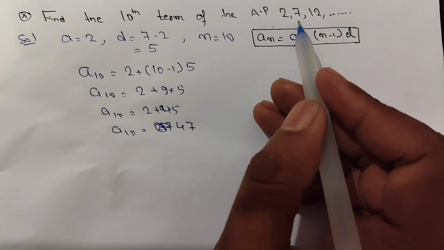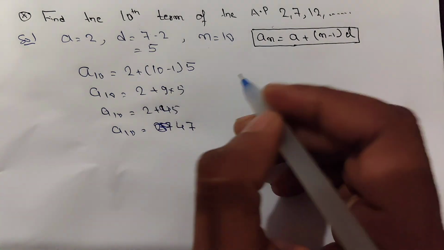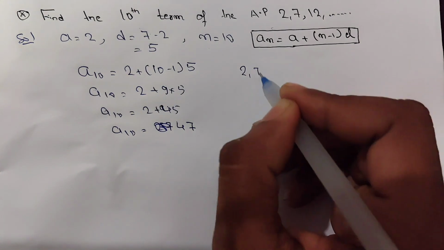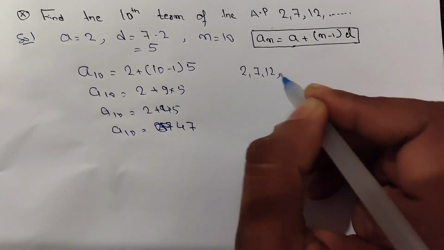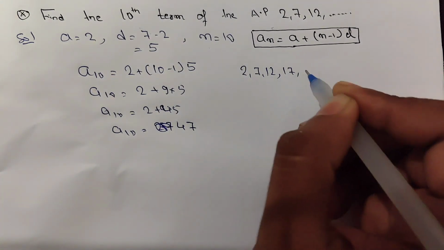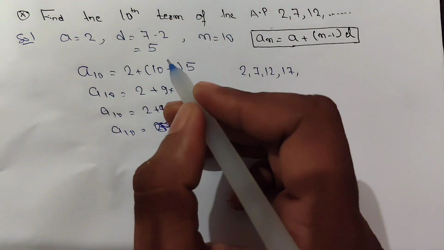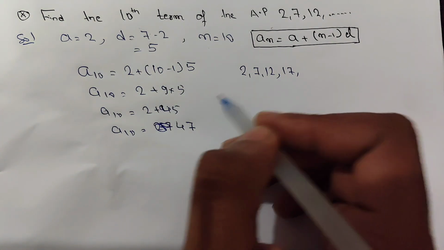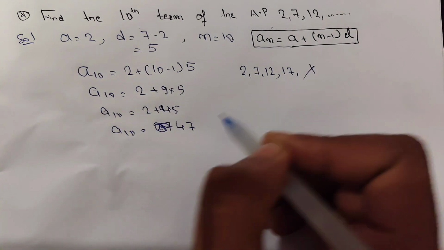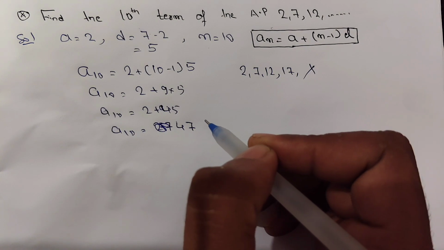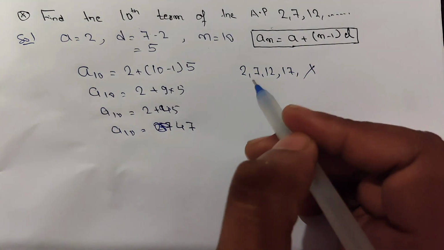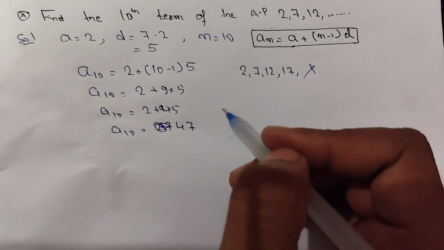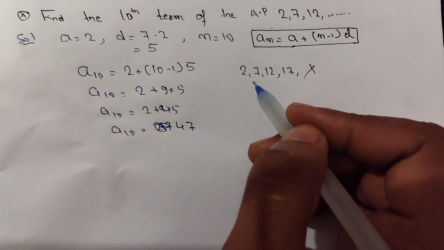We can get it like this also. 2 is there, then 7, then 12, with a difference of 5 each time, then 17 again. But how many times will you add? Like this you'll add 10 times. It's a wastage of time, and this is not the right method. So we'll use the formula directly to get the answer. When you use the formula, if they're asking for the 10th term, 12th term, 13th term, 29th term, whatever it is, we'll use this formula. Okay, let's go to the next question.